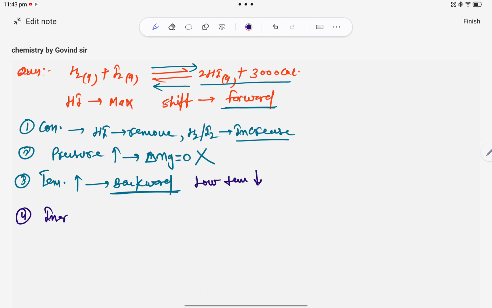Inert material. Here also no effect of inert material, because on the 2HI side there are 2 moles, and here also 2 moles, so the delta Ng value is 0, then the equilibrium will not shift anywhere. So no effect of inert material here. So that is the condition for maximum yield of HI.